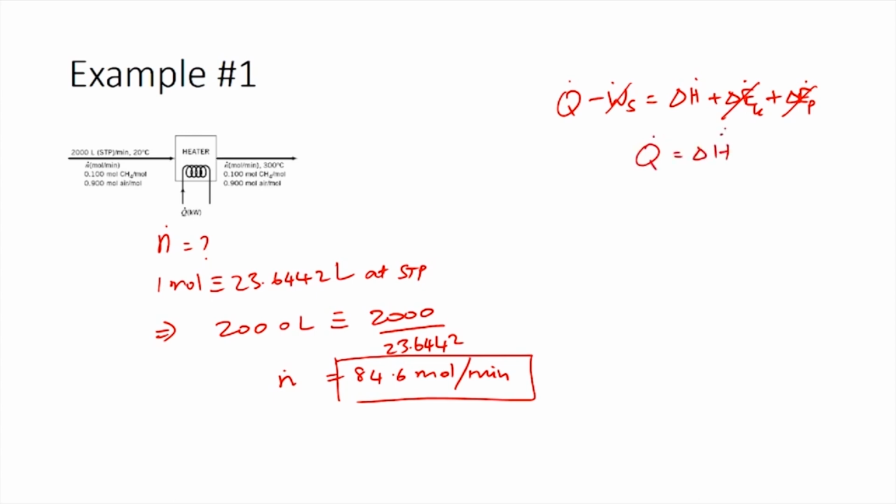We have been asked to calculate Q dot. So, calculating delta H dot will give us Q dot. For calculating delta H dot we would have to build the enthalpy table. The enthalpy table would be built using reference states, so we need to identify appropriate reference states.